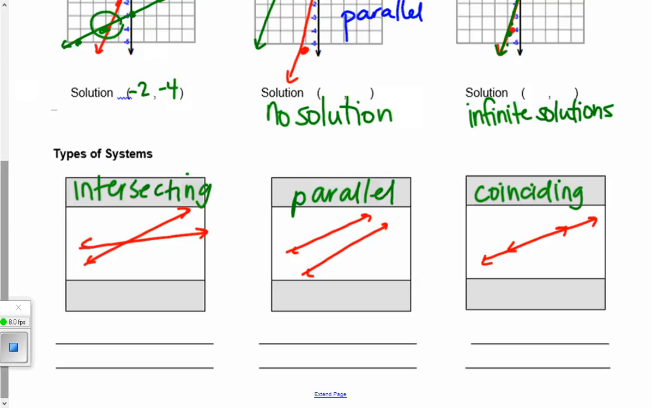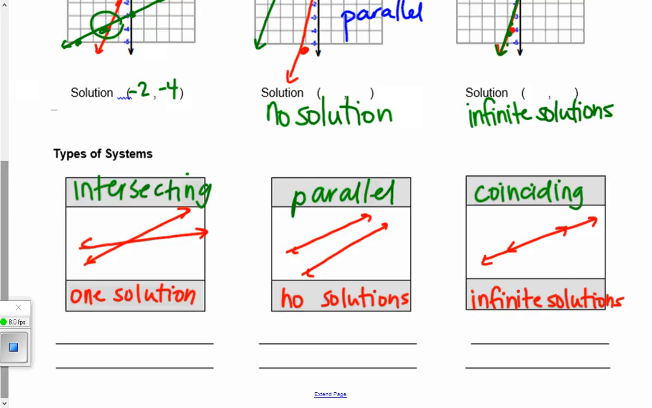If it's an intersecting system, there is 1 solution point and that's it. Okay? If they're parallel, there are no solution points at all. And if they're coinciding, there are infinite solutions. Now, just because they're infinite solutions does not mean it's every solution. There's just an infinite number of them.